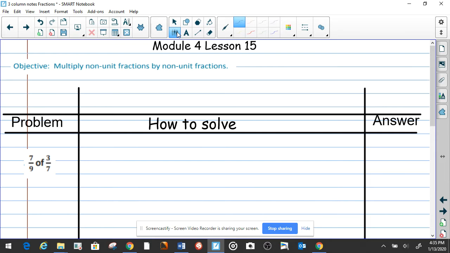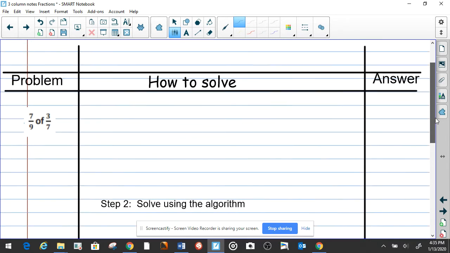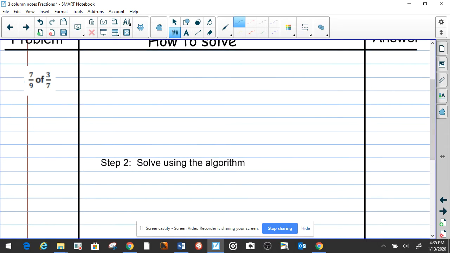Again, we're just going to review. The objective is to multiply non-unit fractions by non-unit fractions. Now, in this case, we don't have a word problem, but we have a larger number. So our step 1 is to multiply. Step 1. Okay? So let's do the multiplication.